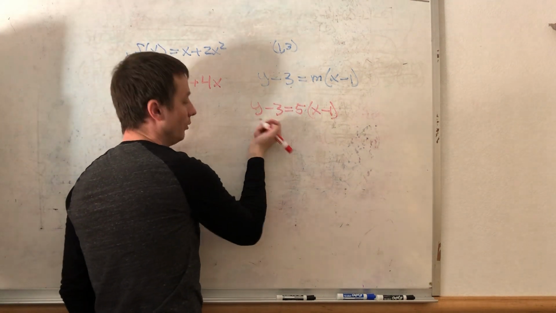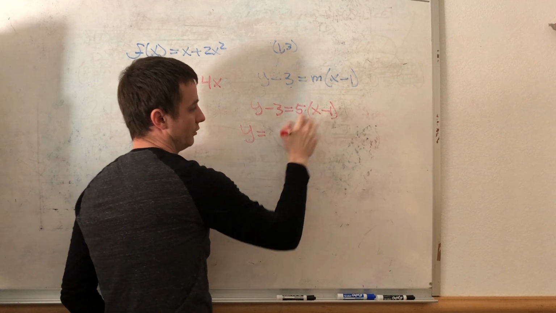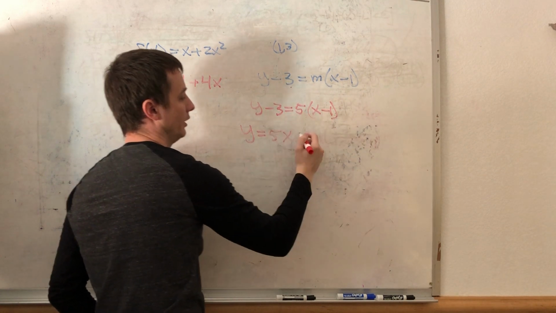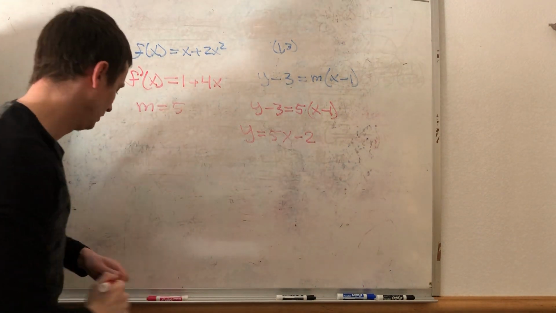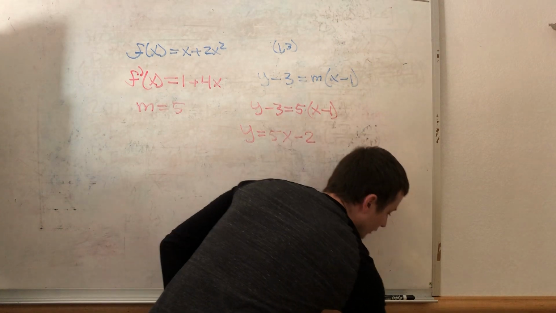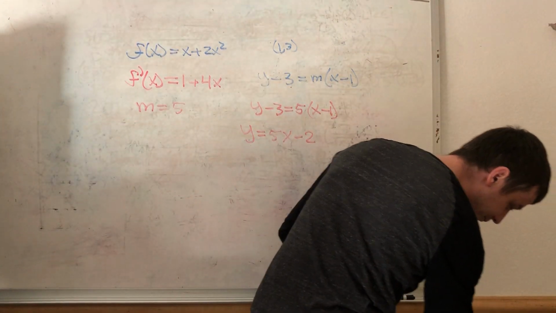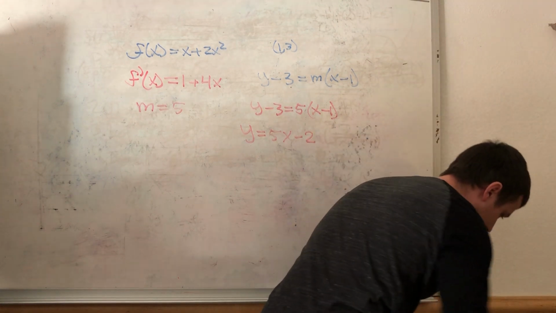And then you can move the 3 over and combine terms if you want, which should make it look a little simpler. So y is equal to 5x, and we're going to have minus 5, but plus 3 is going to be minus 2. So there's the equation of our tangent line: 5x minus 2. Okay, so that's all there was to that problem.